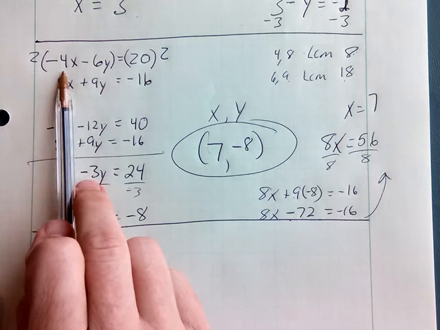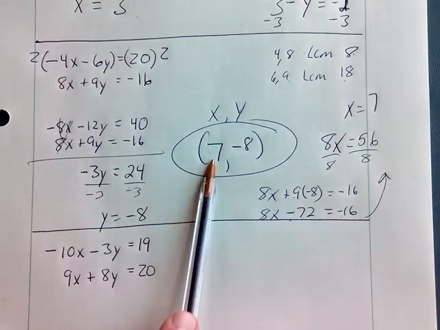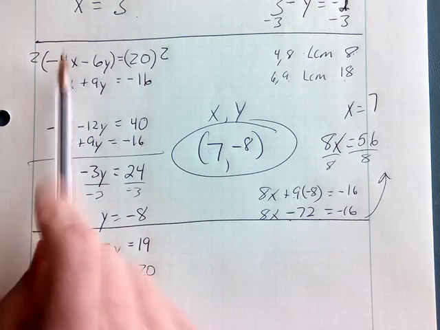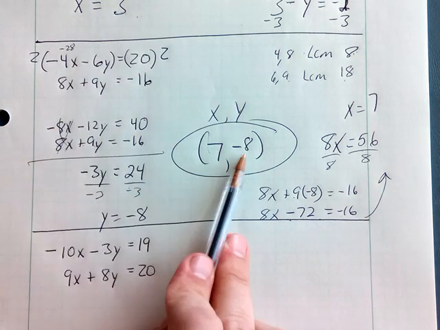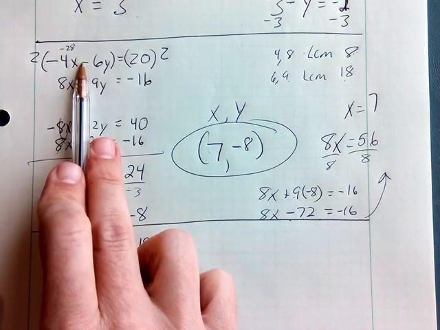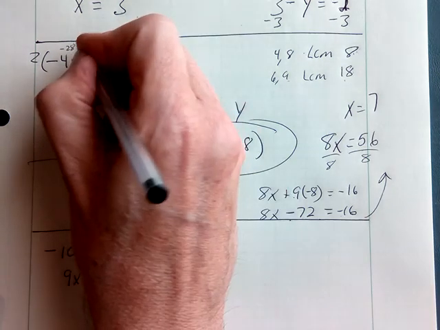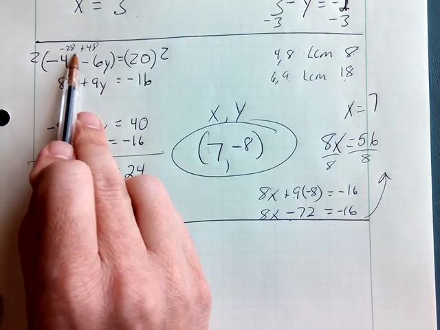And again, I can check. Negative 4 times 7 will be a negative 28. So that becomes a negative 28. Minus 6 times a negative 8. Well, a negative 6 times a negative 8 is going to be plus 48. Is negative 28 plus 48 20? It is.